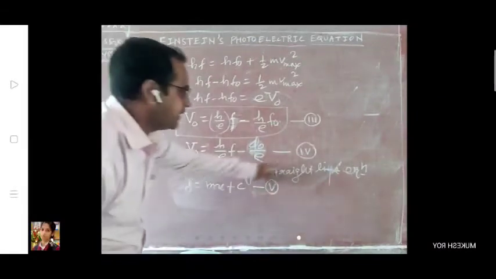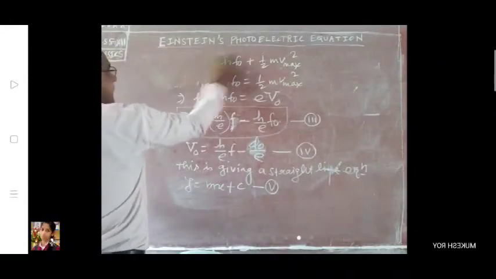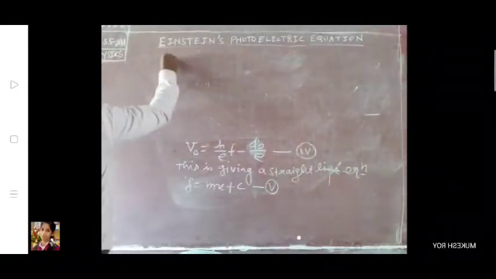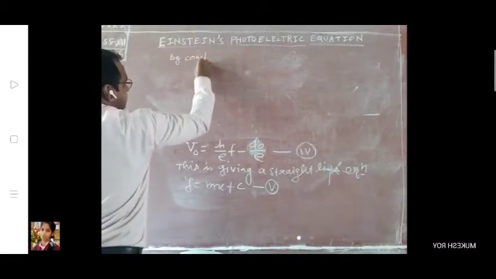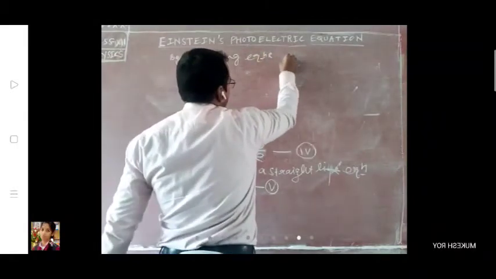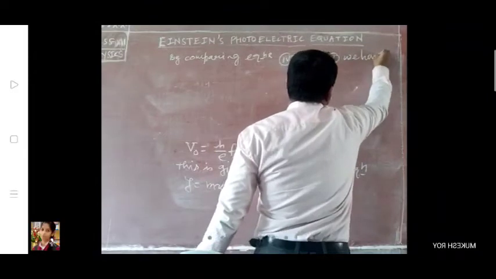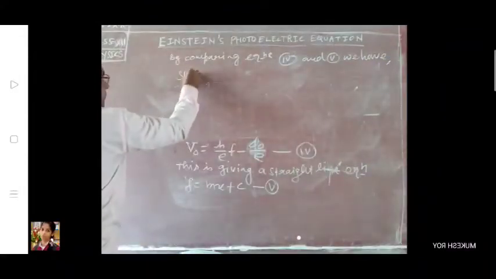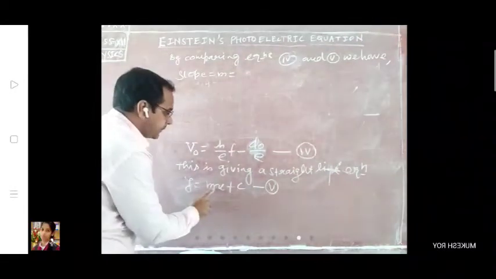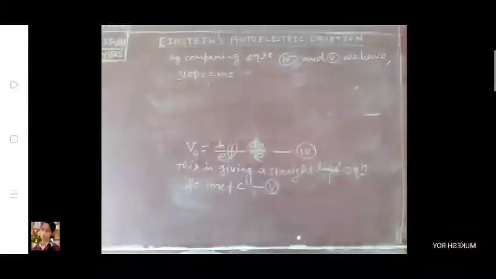Look here, by comparing equation 4 and 5 we have, क्या मिला बेटा? We have slope equals m, slope equals m equals h by e, because it is like this.